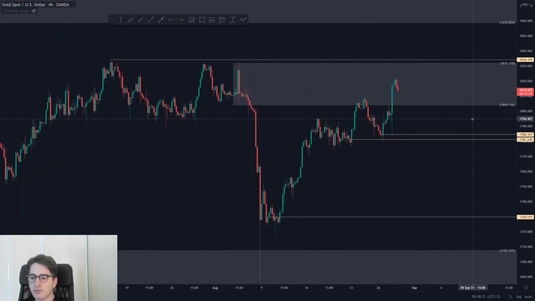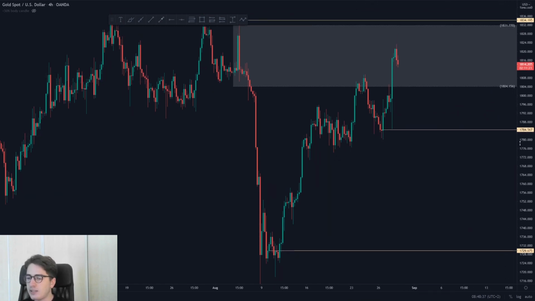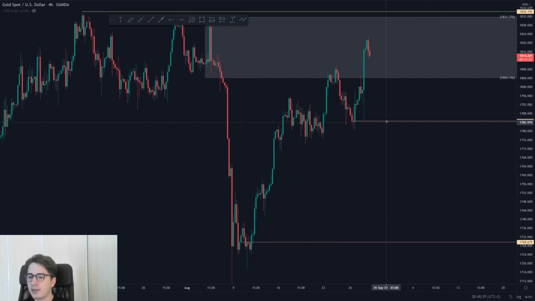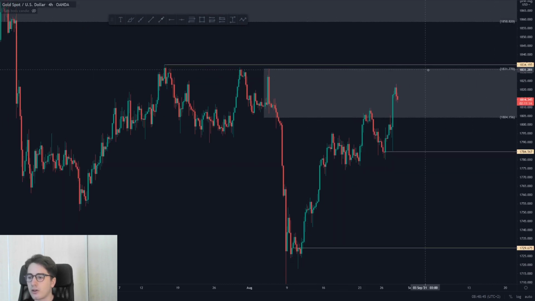So yeah, that is it for today, guys. I have some key levels drawn on over here. I'm just going to delete this one. This is my key level, 1784.567. If we hit that level, some potential longs back up in towards the highs, but furthermore, I'm just going to be waiting for 1834.195. So yeah, that is all for today, guys.